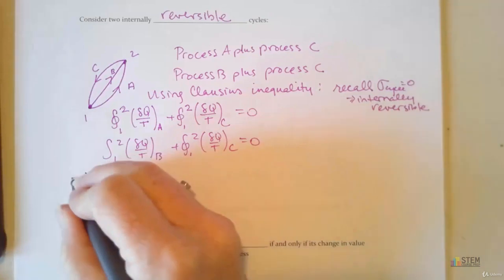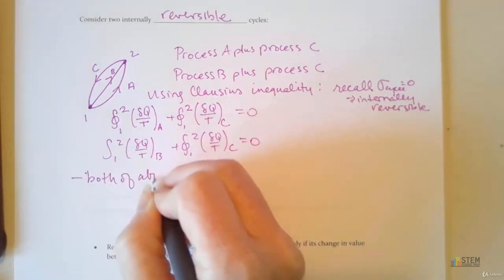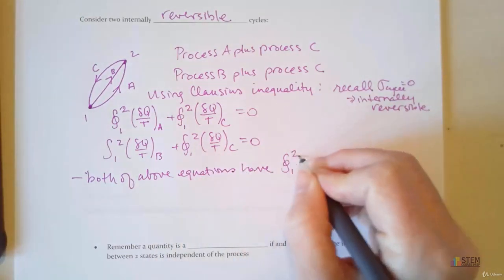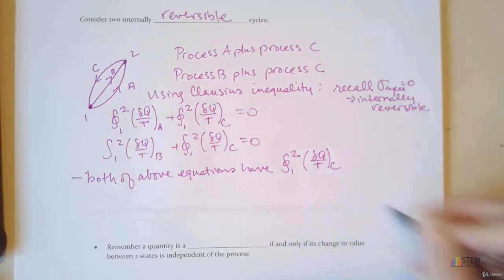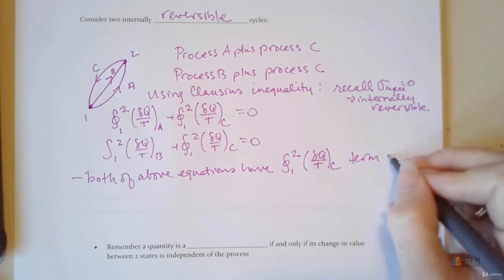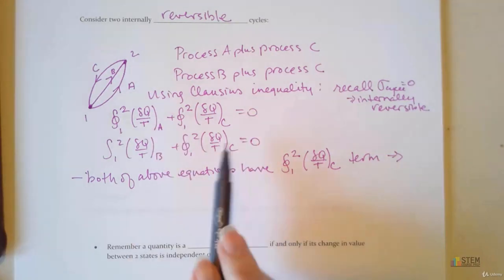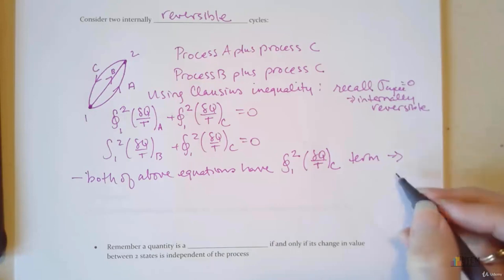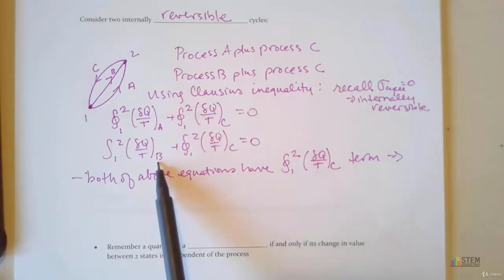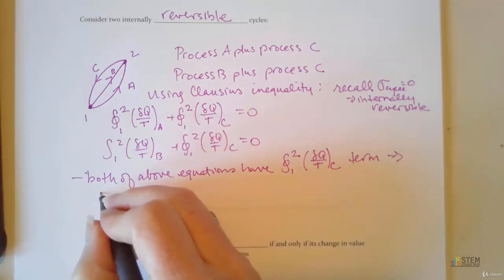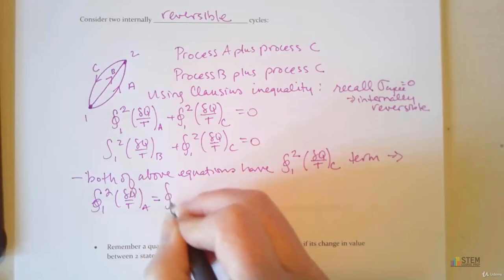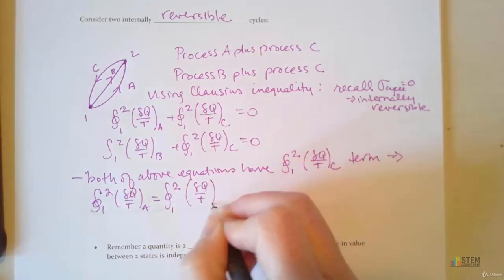So let's make a note about that. So both of the above equations have that integral for C. So since that's the case, and both of these summations here have to equal 0, then that means, since they both have this C term, then obviously the one for A has to equal the one for B. All right, so your Clausius inequality for A has to equal the one for B. Now we've got that.